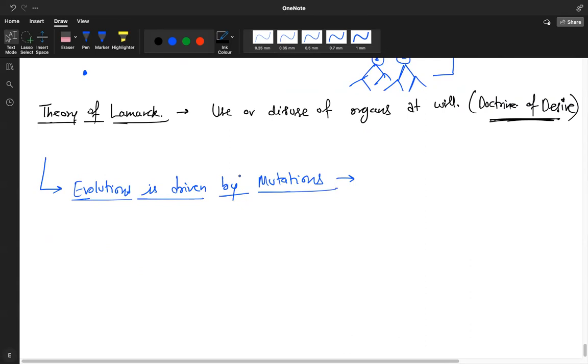It can get inherited because it's a change in the DNA. But given the condition that this mutation is reaching the gametes, yes or no? That's only how it can reach the next generation. Correct? So there are two things. One thing was natural selection. The other thing was mutation.